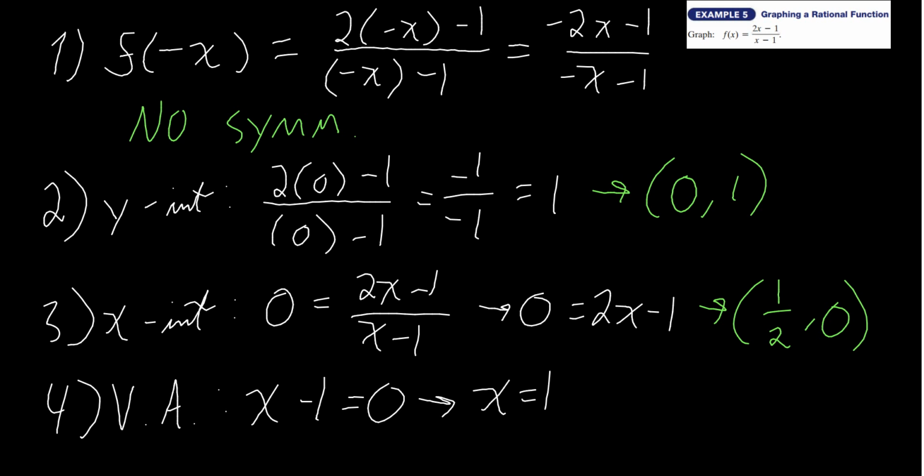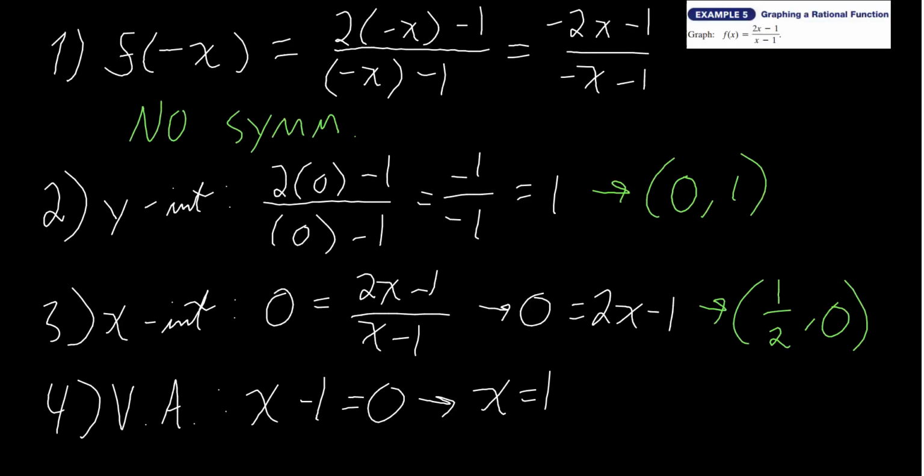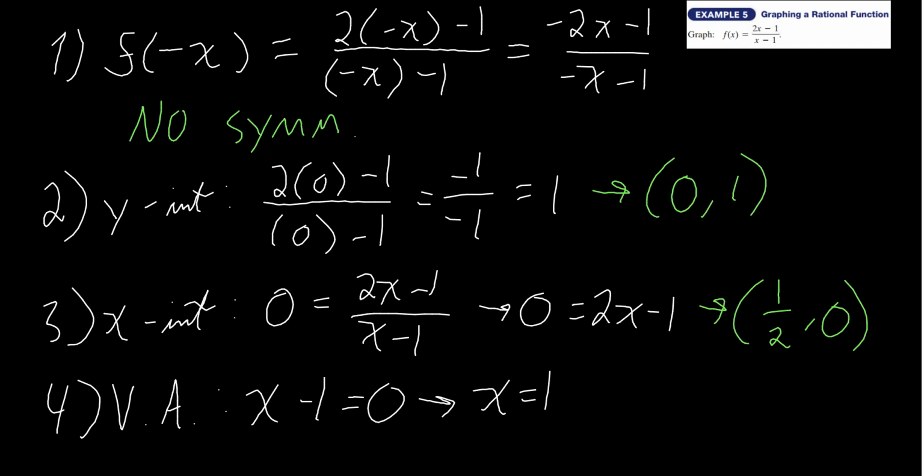Next up, we're going to get to my horizontal asymptote. Pretty sure horizontal asymptote is next. Let's make absolutely sure. After vertical is horizontal, I figured so. All right, so we have the vertical asymptote at x equals 1.